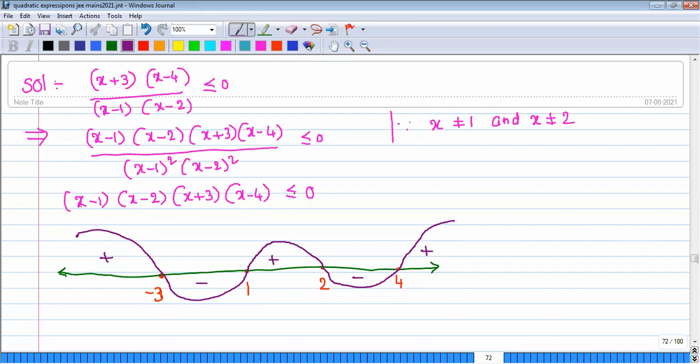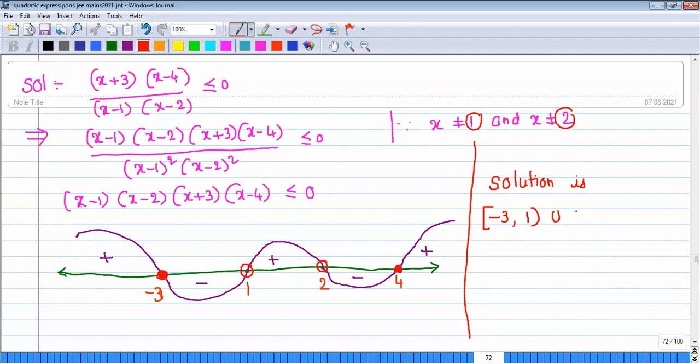So we need less than or equal to 0. And moreover here, one thing you remember, 1 is not included, 2 is not included. So you put an unshaded circle. But here negative 3 is included, 4 is included. Therefore we write x belongs to minus infinity to minus 3, closed, union minus 3... solution is minus 3 to 1, open at 1, union 2 open to 4 closed. This is the answer.